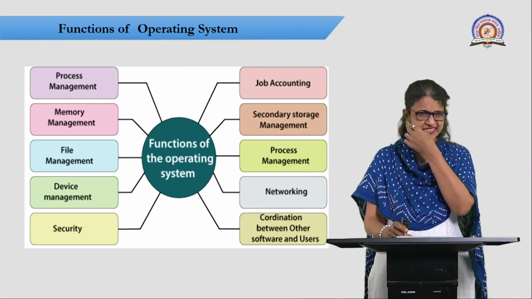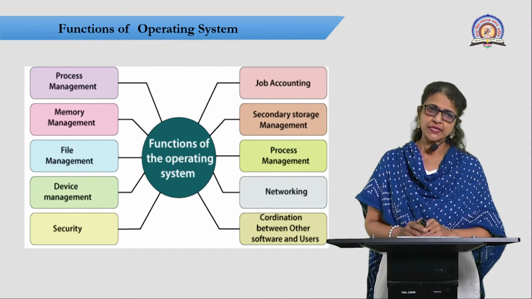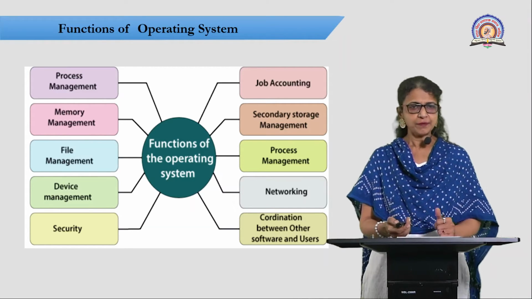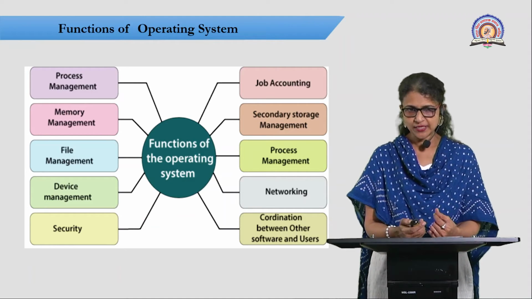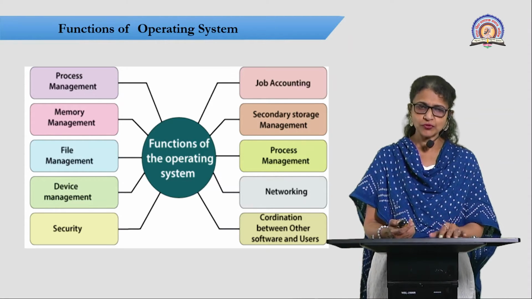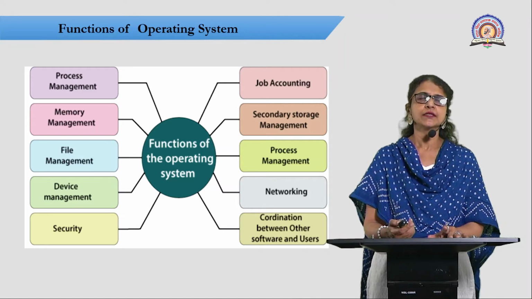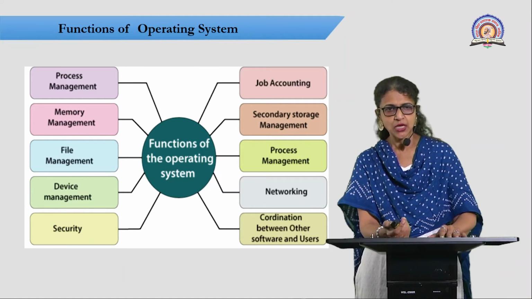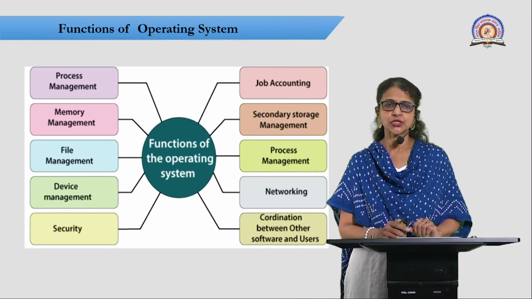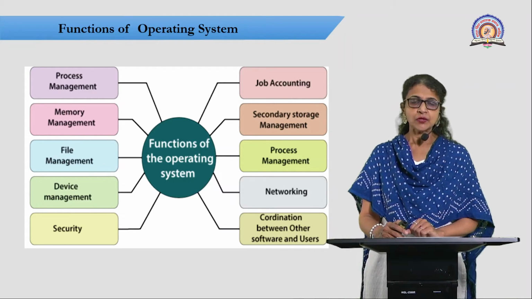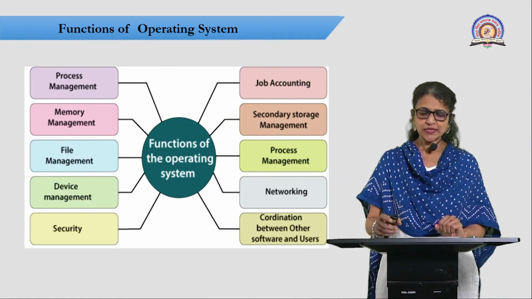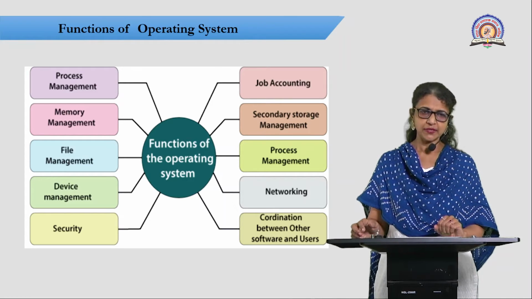Then next is device management. As I told you, a running program requires various IO devices for completing its task. So what comes under device management? For example, if a particular program needs some devices, then allocation of those devices, and once the work of that program is over, deallocation of that device. So I can say that allocation and deallocation of the devices. Then operating system also maintains the state or status of every device. The status can be whether it is busy or whether it is idle.